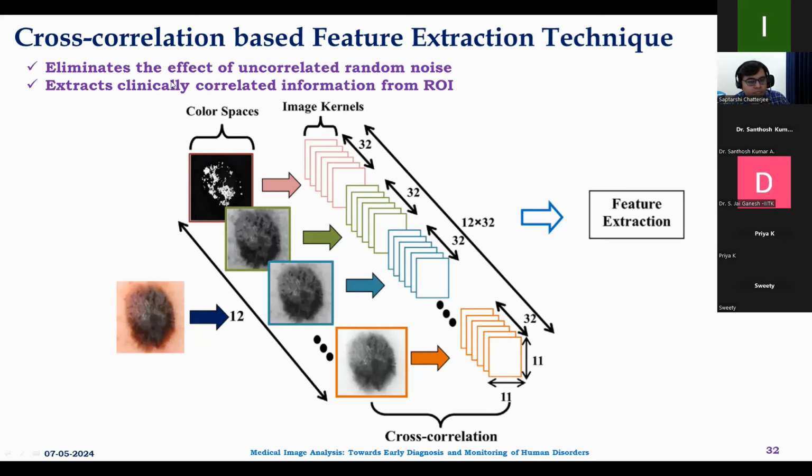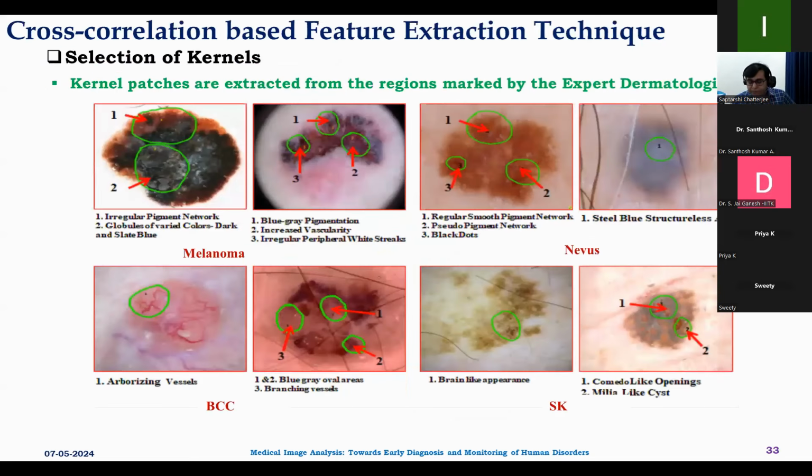Here what we have done, we have performed the cross correlation operation. You can see we have taken an RGB image and converted it into different color spaces, and in each of the color spaces we have 32 different kernels. I am coming to that part. Each of that color space will be cross correlated with all those 32 kernels and will give us some features, and based on those features we can identify what type of disease it is. That is the subclass categorization.